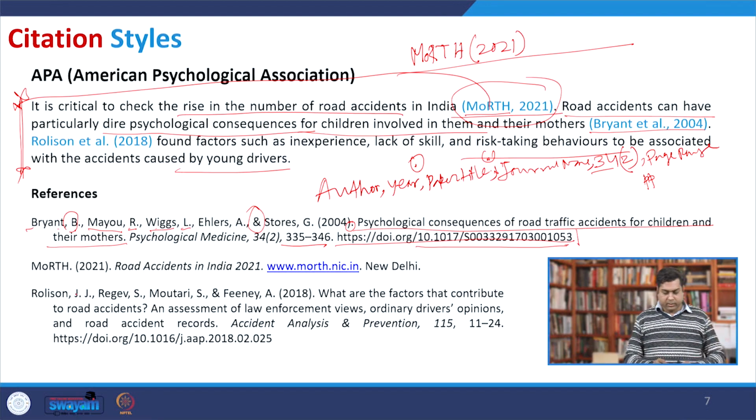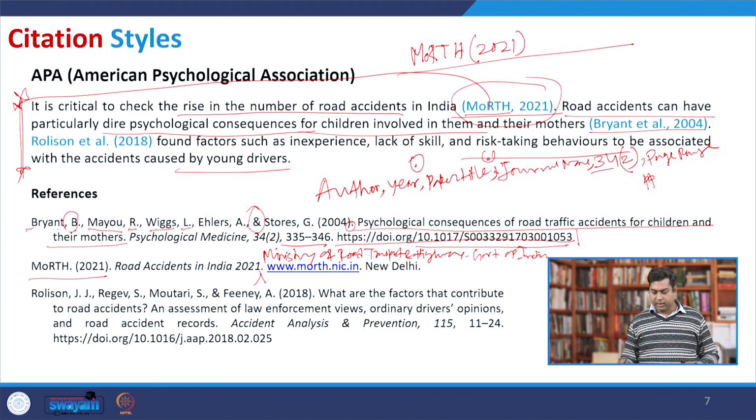Now, come to the MoRTH. In this case you have this particular document, the road accident report, and it is taken from a particular website. So, that website is given. Now, if it is a published document, then you have to write the organization name. So, here you have to write the Ministry of Road Transport and Highway. Okay. Then you can also write the Government of India and then New Delhi.